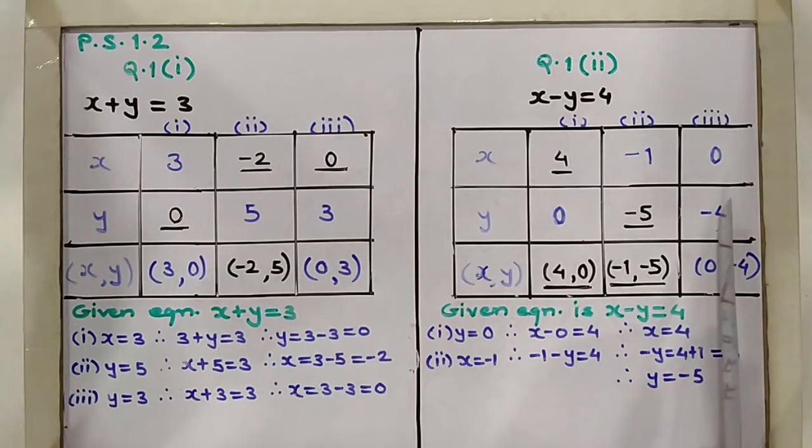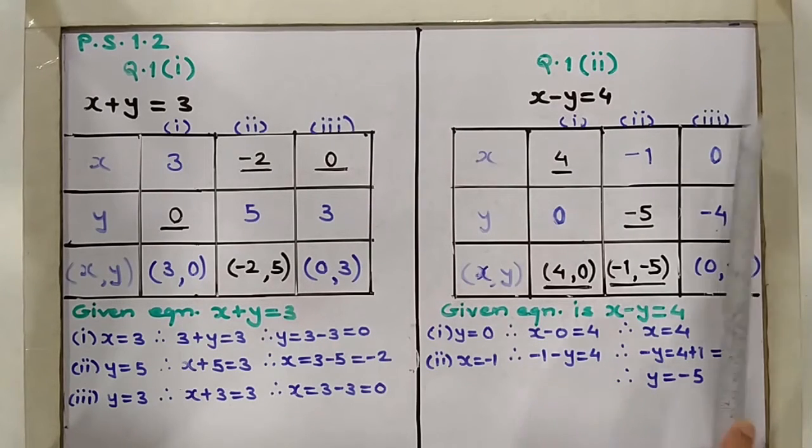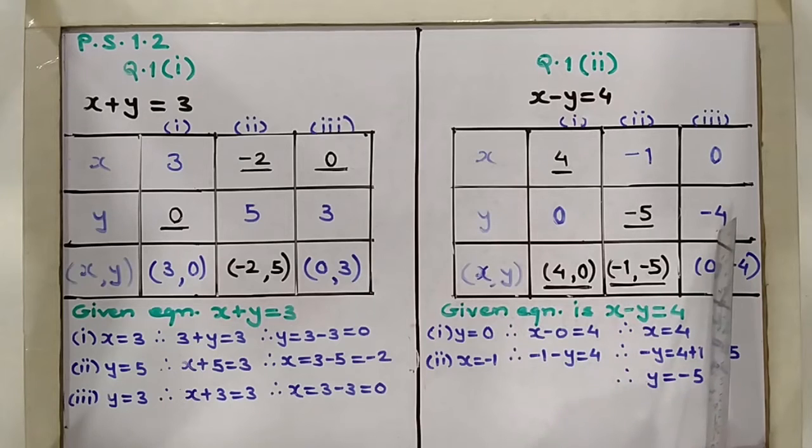Now in the third case we have all the values. We have the value of x which is equal to 0, value of y is minus 4. So the ordered pair is 0 comma minus 4.